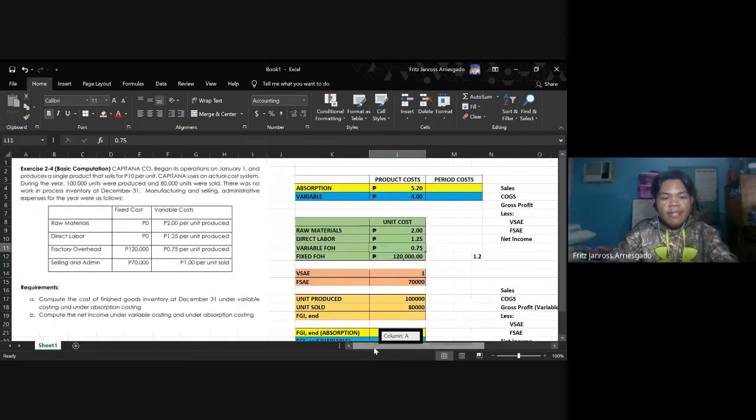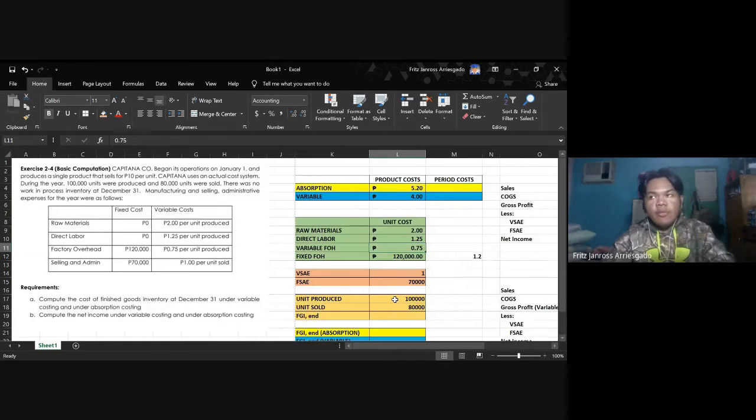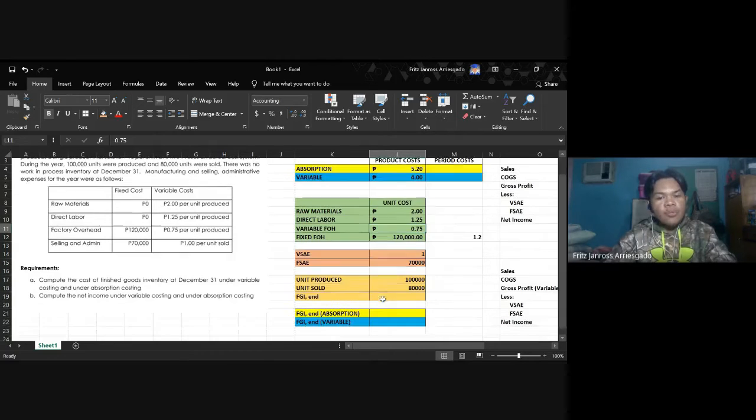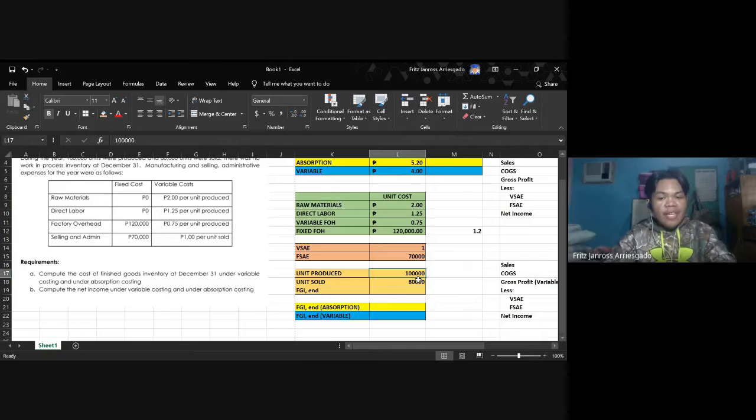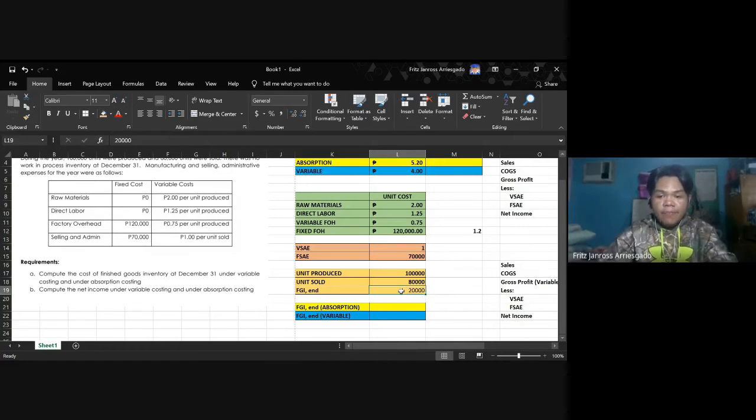So the product cost for variable is equal to 4 pesos. And now, let's go to requirement letter A. Compute the cost of finished goods inventory. In order to get the total cost for your finished goods end, you need to first get the remaining units in your inventory. Since you produced 100,000 units for the year and sold 80,000, your finished goods inventory contains 20,000 units.